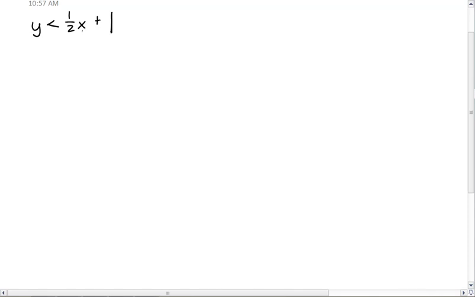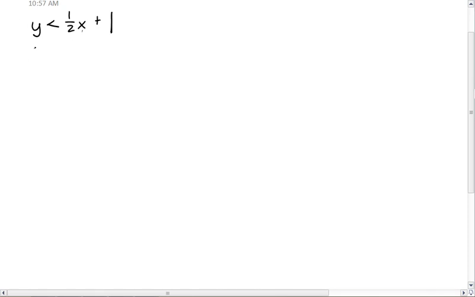Now, when we did it with the equal sign, we were graphing lines, remember? And the line represented all the points that worked or that were true for that equality. So now what we're going to do today is I'm just going to try out a couple of points. We're going to plug them in, and we're going to look at what the solution set of this looks like.